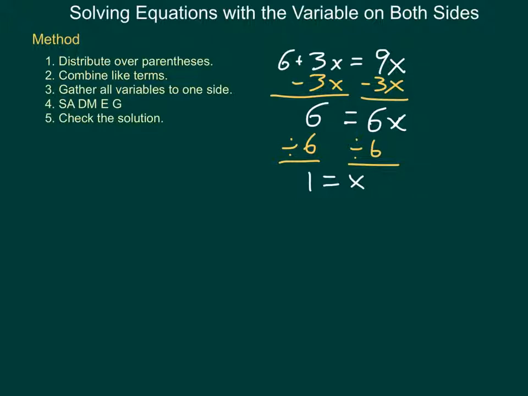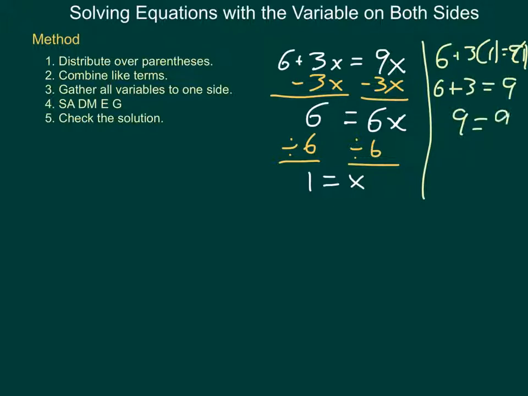Now, how can we make sure that this is the correct answer? Well, that is done through checking. So 6 plus 3 times 1 has to equal 9 times 1. So 6 plus 3 has to equal 9, and sure enough, 9 equals 9. This one checks out. Simply substituting back in and simplifying both sides of the equation to make sure that they are equal acts as our check. Let's take a look at another equation to solve.